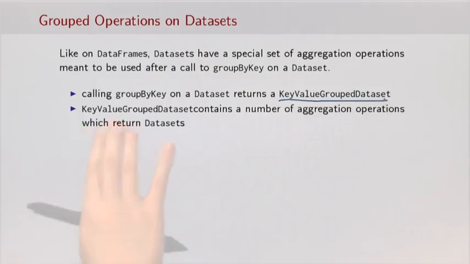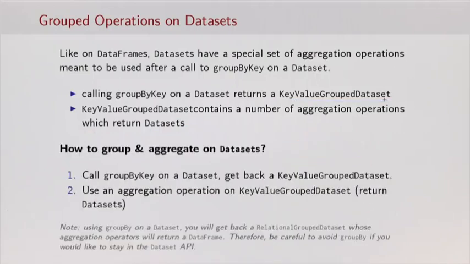And in this KeyValueGroupedDataset, there are a number of aggregation operations defined which return datasets. Okay, so how do I actually group and then aggregate on datasets? Well, you call groupByKey on a dataset, you get back one of these things, and then you just call a method on the result of groupByKey that you've gotten out of this KeyValueGroupedDataset, and it returns a dataset to you. And that's how you do a group and then an aggregate on a dataset.